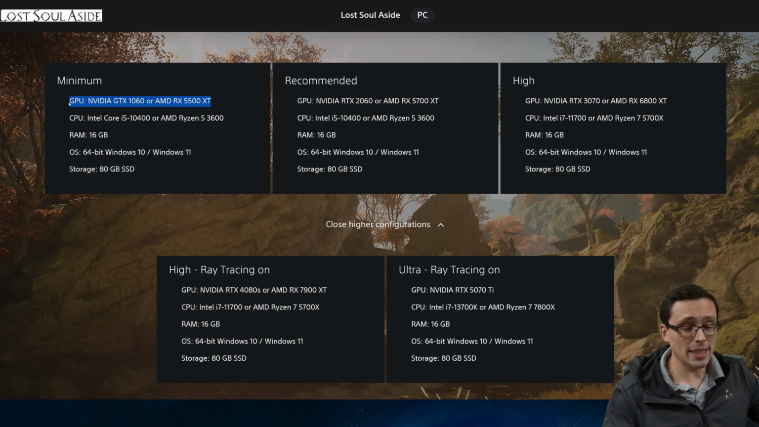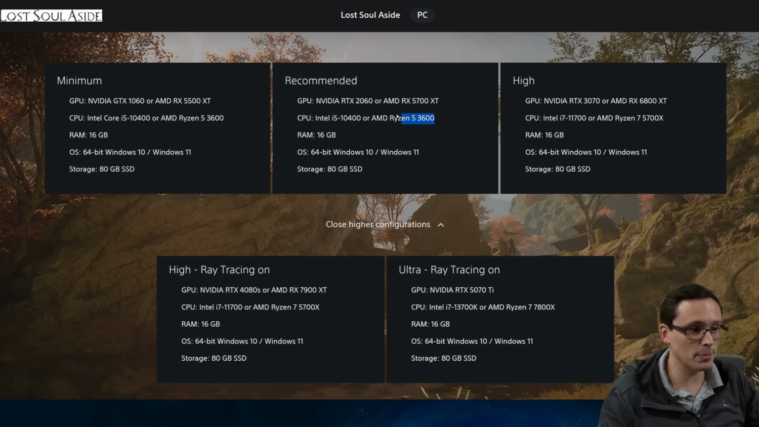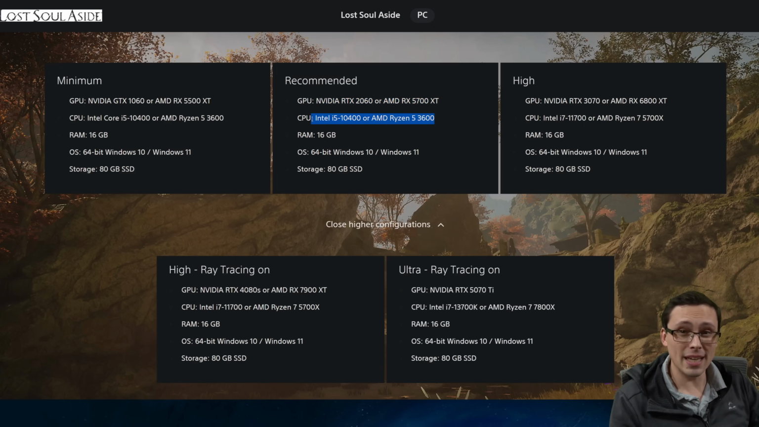Now, what does that minimum get you? Is that 30 FPS at 540p? I don't know. Maybe it's 1080p 60. I don't know. It doesn't tell us. Recommended is an RTX 2060 or an RX 5700 XT on the same CPUs. Is that 60 FPS at 1080p medium? Is it 30 FPS at 1080p medium? Is it 60 FPS at 1440p medium with upscaling? I have absolutely no idea because they don't tell us.